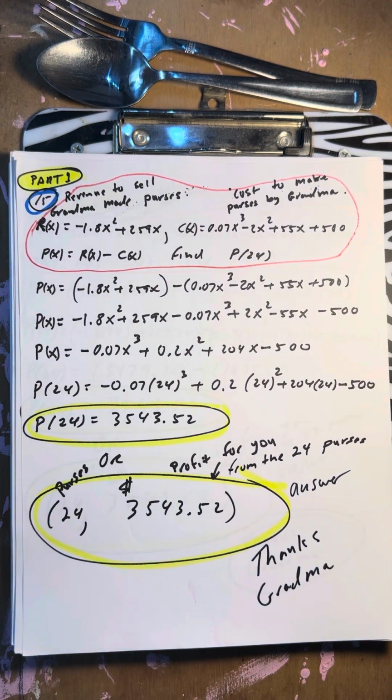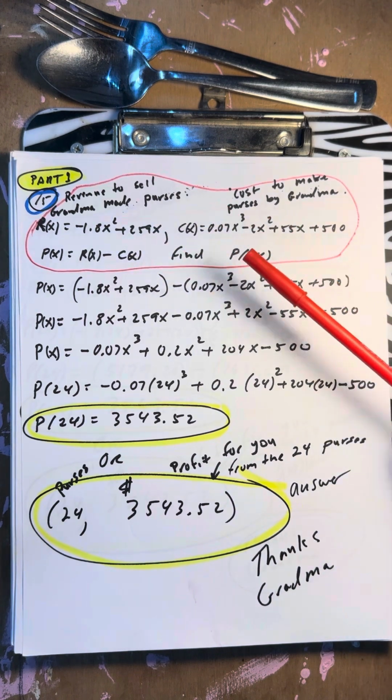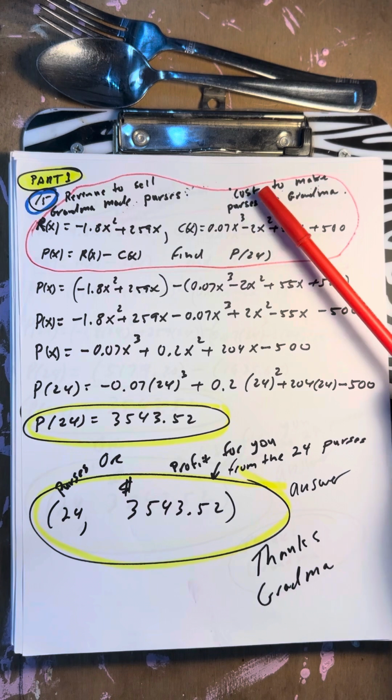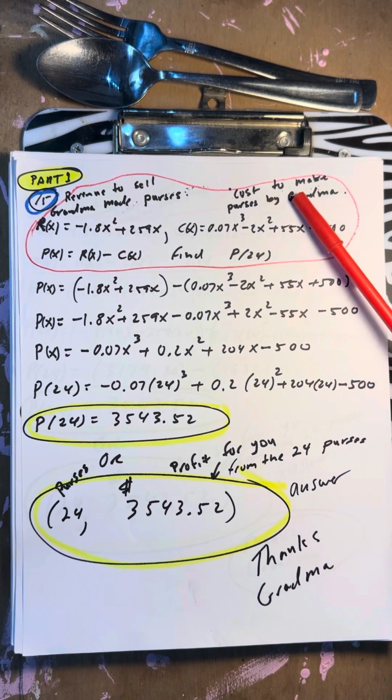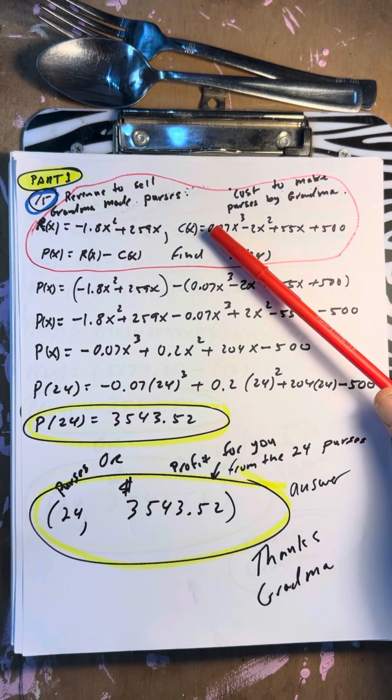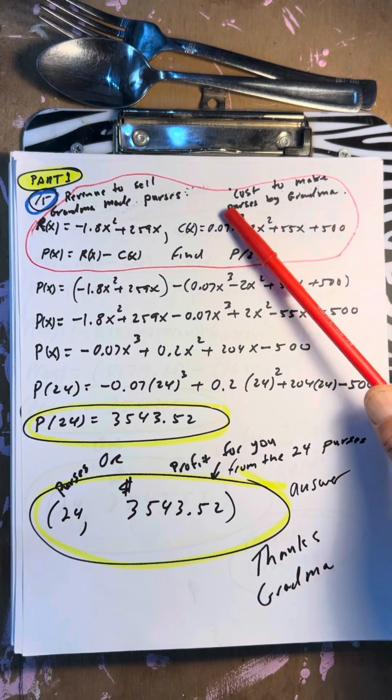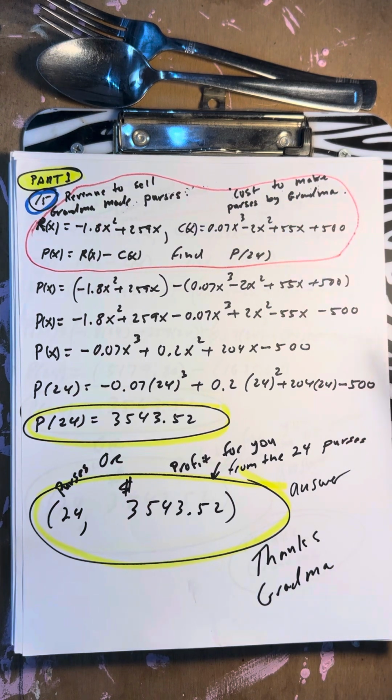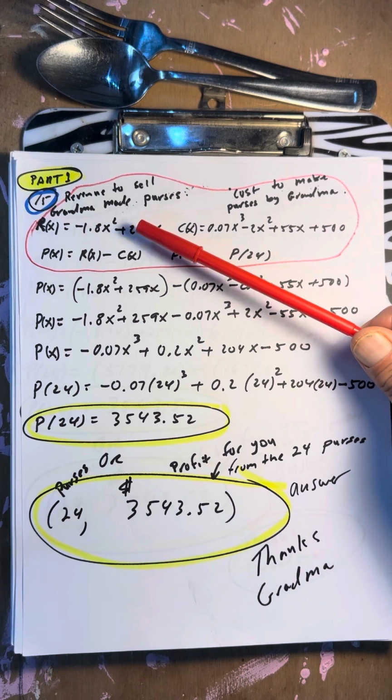Oh, this one. This is R of x and C of x, cost and revenue. So cost is for grandma to make purses for you to sell. This is what she's going to charge you. This is the cost for her to make the purses. And you're going to sell them at this price over here.